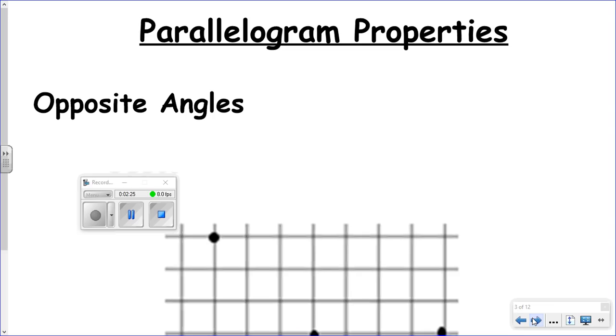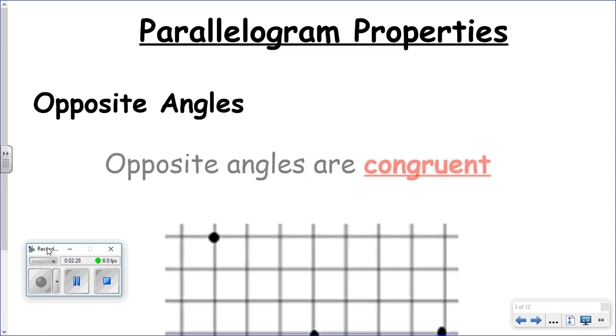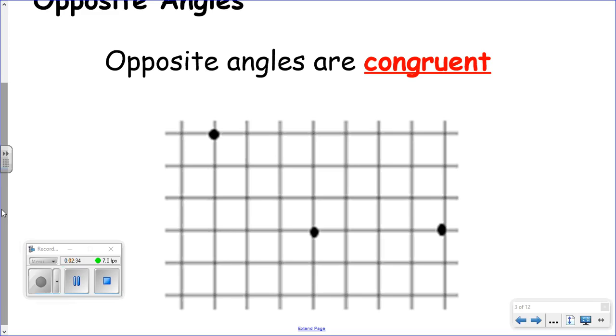Our next set of properties talk about opposite angles. In this case, opposite angles are congruent to each other. Again, we have our 3 points, and we want to figure out what the fourth point is. We can still do that by counting the distance here. We got 1, 2, 3, 4 here, so 1, 2, 3, 4. Now, if we had more space on the other side, we could do 4 spaces to the left, but that's out of our graph. So those are our 4 spots, and that's our fourth point there. Then we can connect them to make our parallelogram.